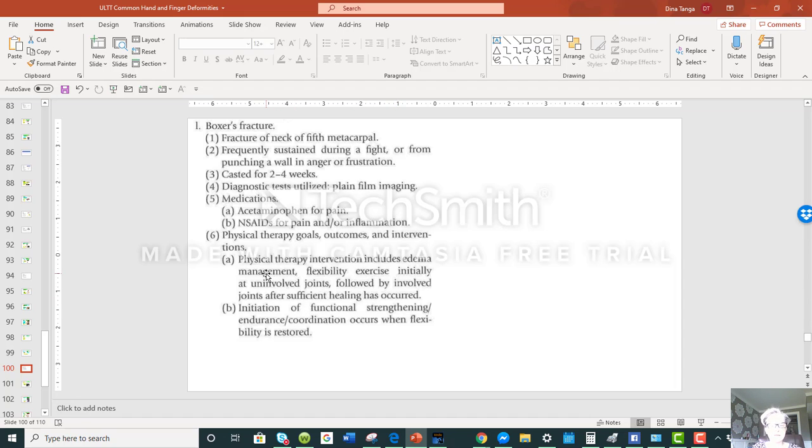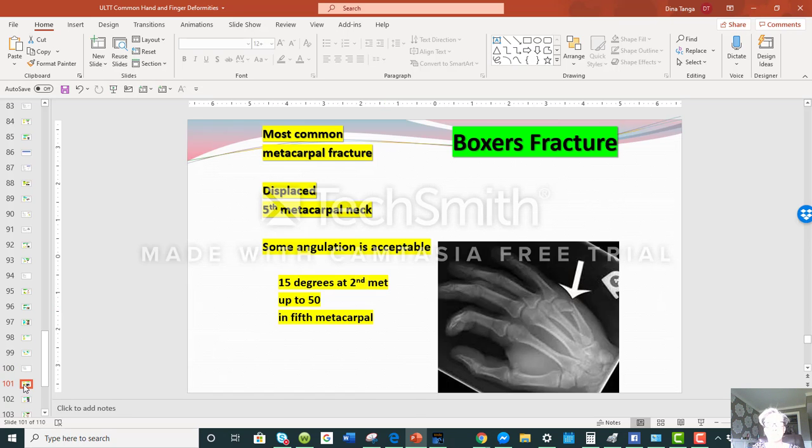Interventions: edema management, flexibility exercise, initially at uninvolved joints, followed by involved joints after sufficient healing has occurred. Then initiation of functional strengthening, endurance, and coordination occurs when flexibility is restored. Almost done. Boxer's fracture is the most common metacarpal fracture.